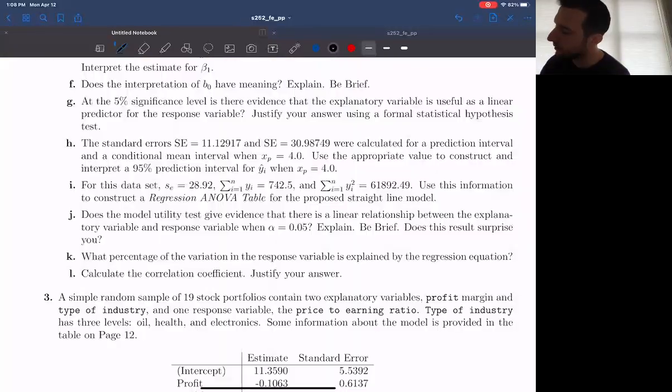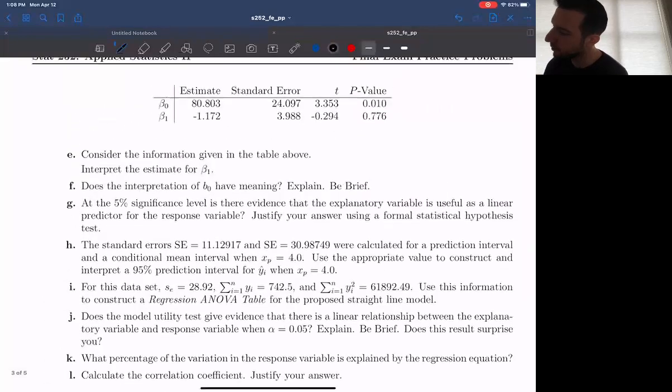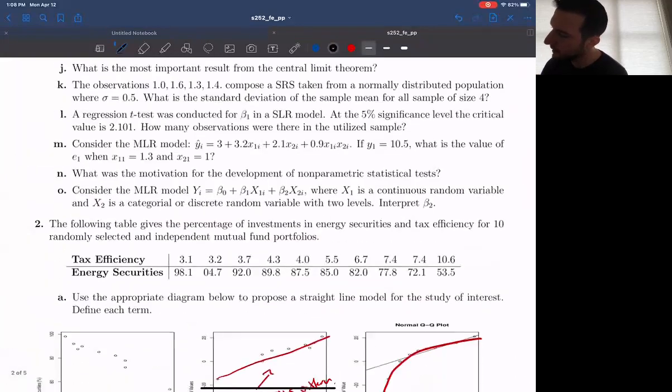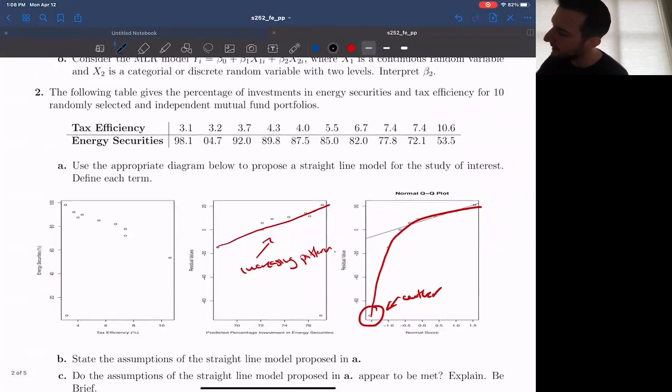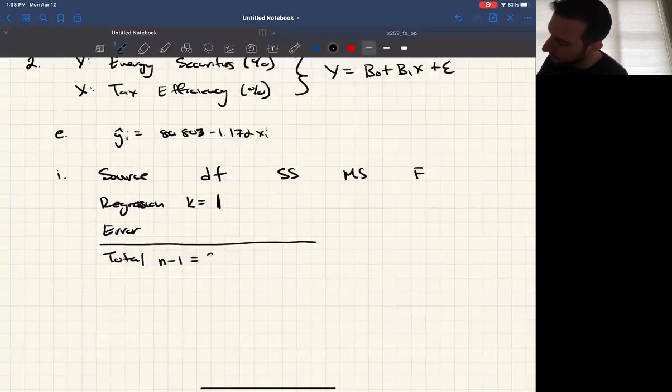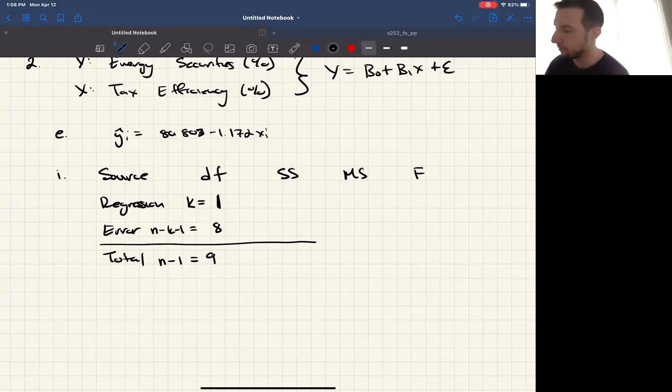Okay, so if we go back to the question, we are told that we have a total of 10 tax efficiencies. 1, 2, 3, 4, 5, 6, 7, 8, 9, 10. So that means that here we're going to have 9. And then the error DF is going to be the difference between these two values, which is 8. And this is the same thing you can see as n minus k minus 1. K is equal to 1, so 10 minus 1 minus 1 is equal to 8. Does that make sense?